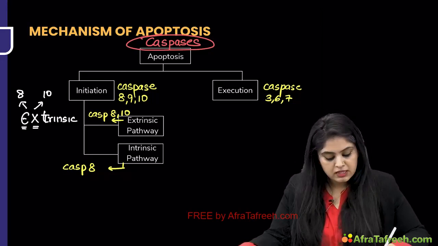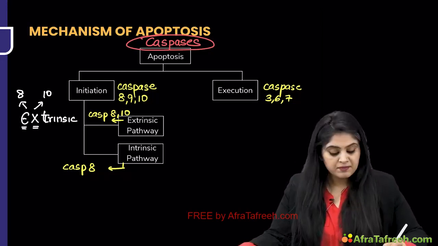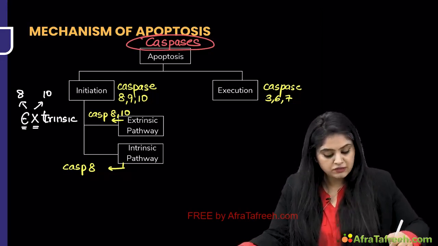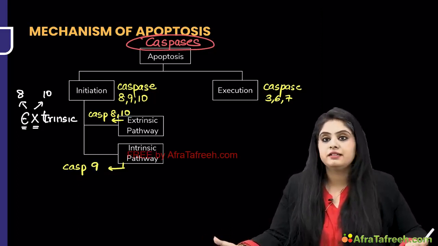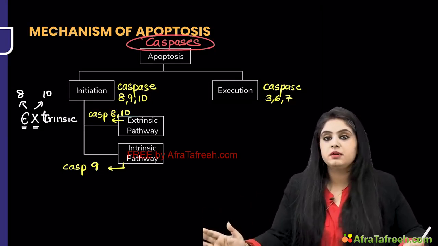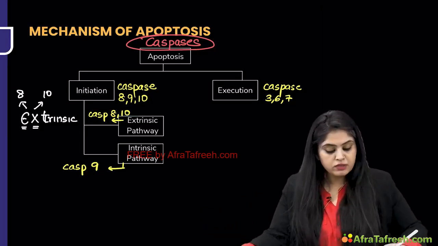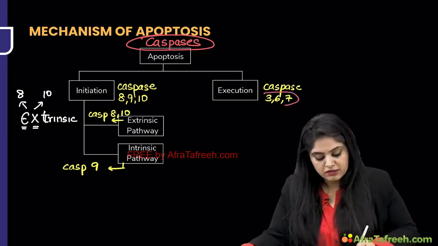Remember, the extrinsic pathway is going to activate which caspase? That is what I've written. It is going to activate 8 and 10. Whereas what is left for the intrinsic pathway? For the intrinsic pathway, we have caspase 9 that is left, right? So 8, 9, 10 has been completed. Now we go on to the execution. In execution, we have 3, 6 and 7.